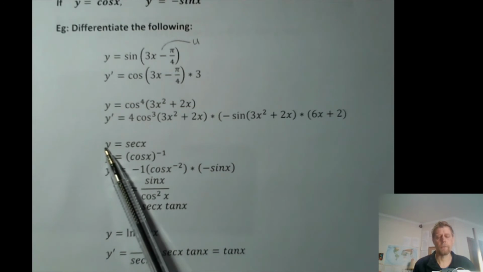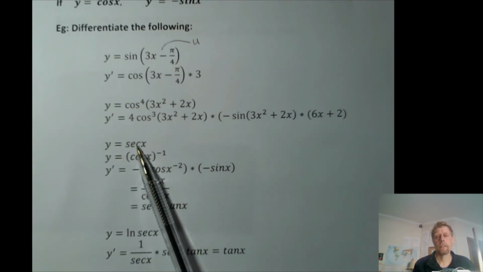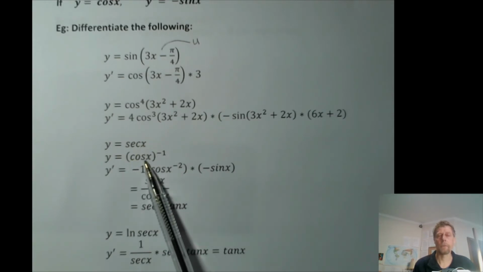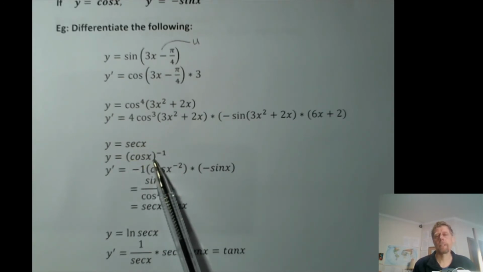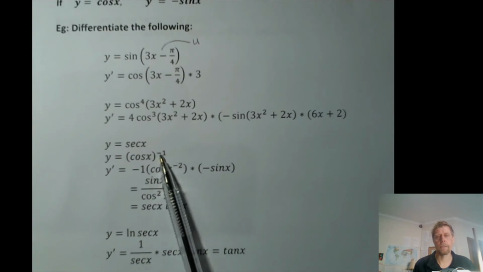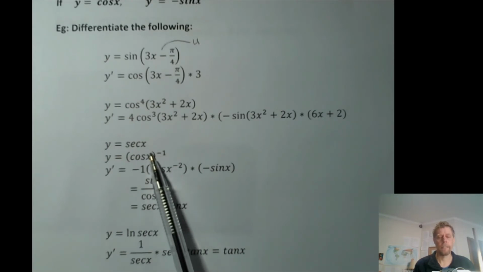Here's another example, y equals sec x. Did I teach you anything about differentiating sec x? No. We've learned now about sine and cos. So let's change the sec into cos, okay, because sec x equals 1 over cos x. But we've learned that with powers, it's better to write them as an index. So instead of 1 over cos x, I've written it straight as cos x to the minus 1. Now we know how to differentiate a power to the minus 1. Okay, and our u this time is just cos x.